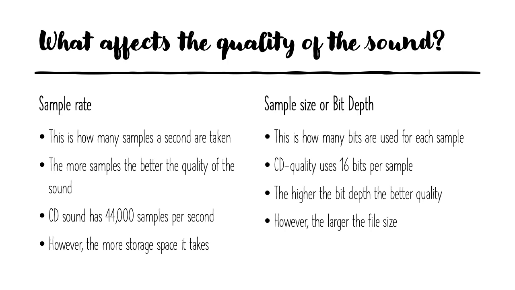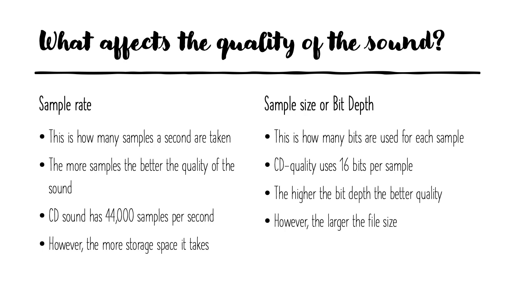So for every second of CD audio that you are listening to, there will have been stored 44,000 samples per second of that audio. Now, of course, the more samples that we take of the audio, the higher the quality of the sound, but also the more storage space it will take, since we need to store more samples.